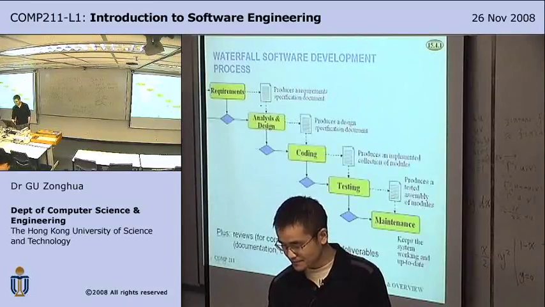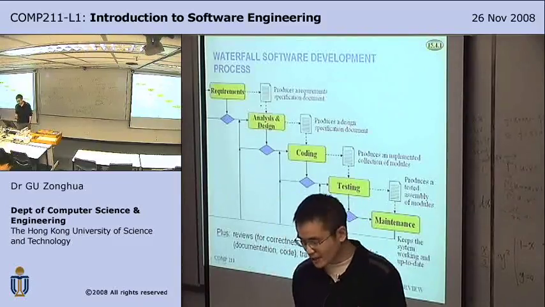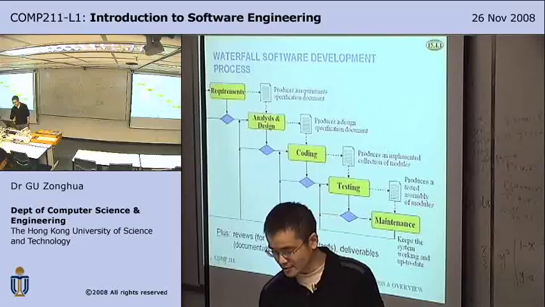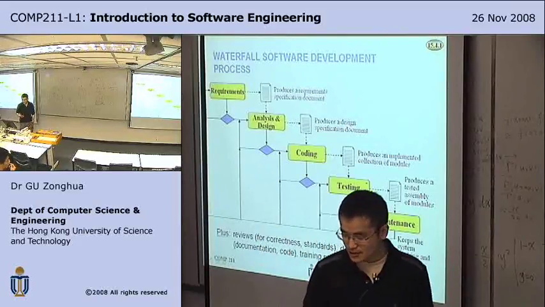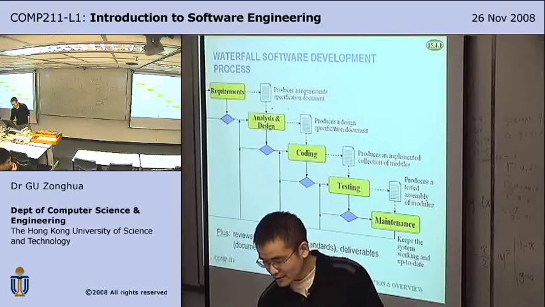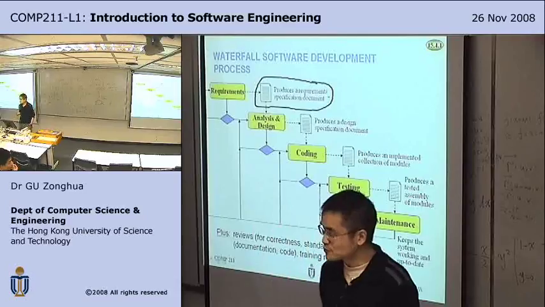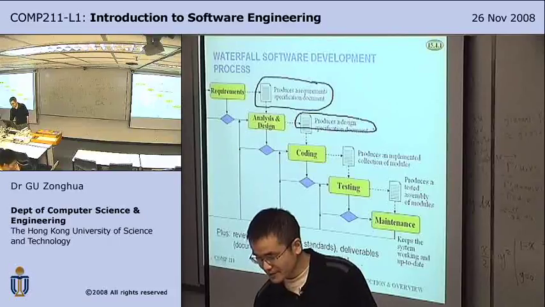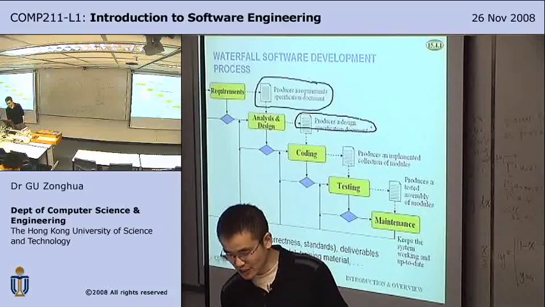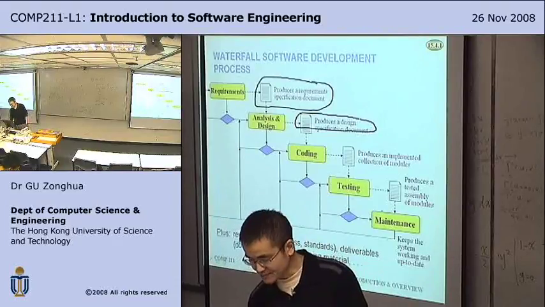Waterfall is this very rigorous formal process where you go from requirements to analysis to coding to testing to maintenance. And every step you produce a document. After requirements, you produce a requirements document. After analysis and design, you produce a design document. In our project, we actually have a separate analysis stage with a separate analysis document, and coding and testing.